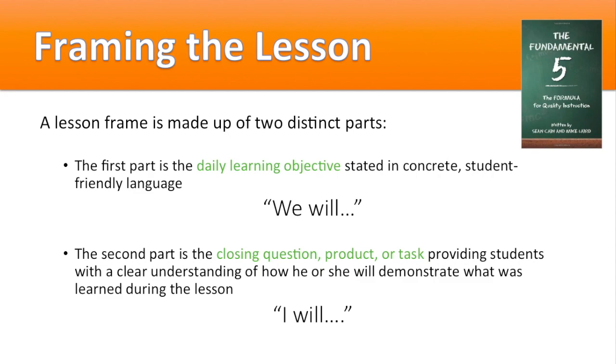A lesson frame has two very distinct parts. The first part of the lesson frame typically starts with something that says we will or we are, and it's meant to include a daily learning objective. That objective needs to be in student-friendly language and be very concrete for our students. The second part of a quality lesson frame is a closing product, a closing task, something that the students are going to be able to demonstrate for us that they have a clear understanding. And that's usually written with an I will.